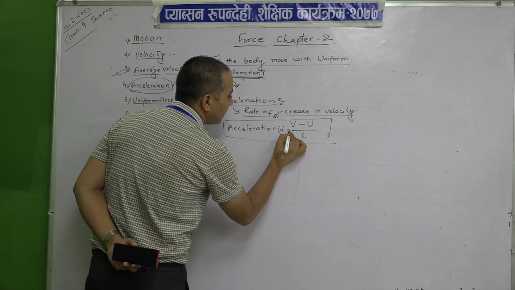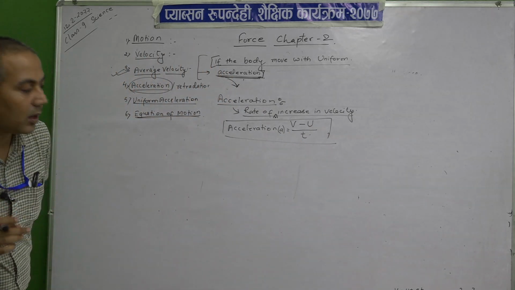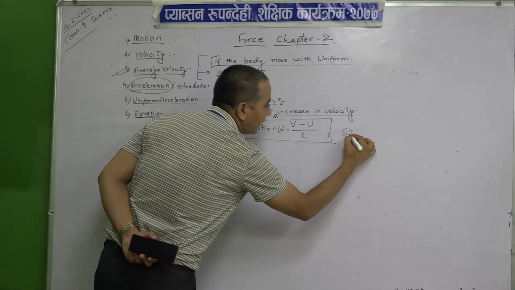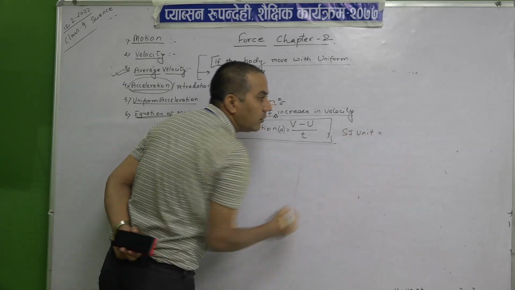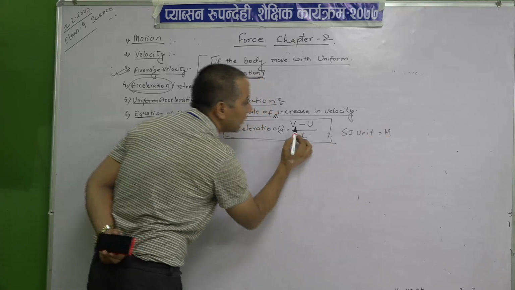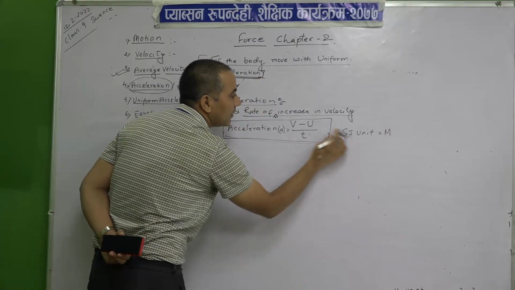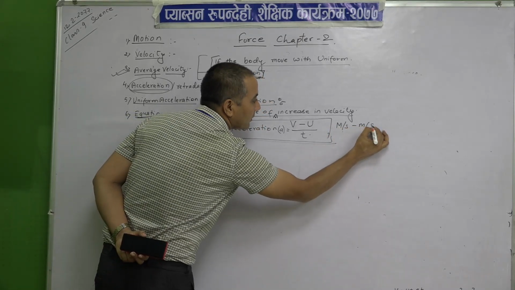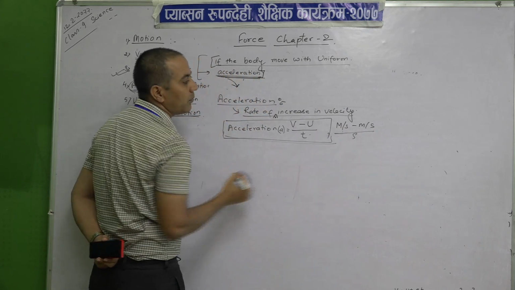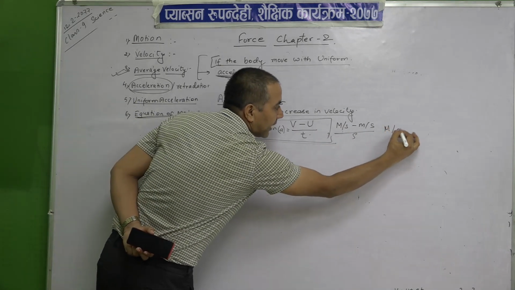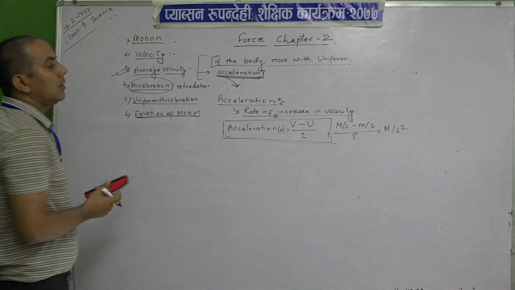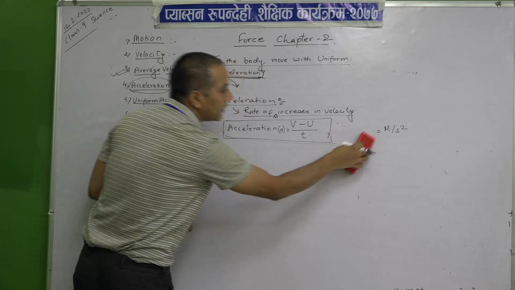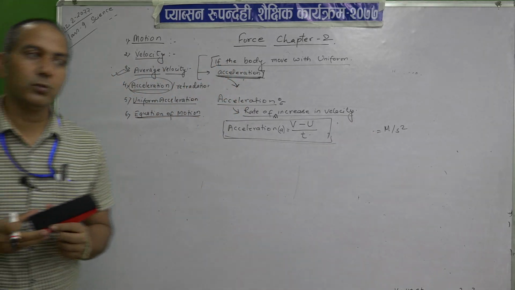Acceleration is denoted by a small a, and its SI unit is meter per second minus meter per second upon second. So, what happened? Meter per second square. That is the SI unit of acceleration: meter per second square.